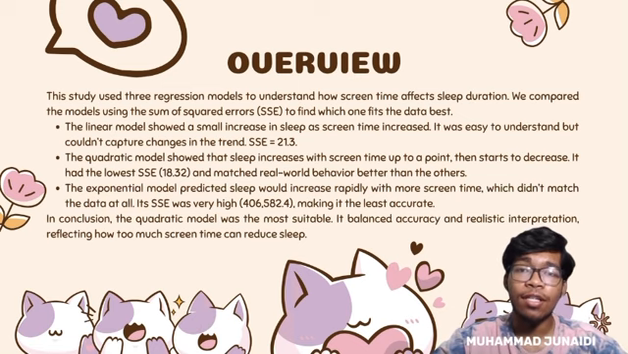So we can say that the quadratic model gave us the best fit. It not only reduced prediction error, but also reflected a more realistic pattern seen in behavioral studies, where moderate screen time may be okay, but too much can harm sleep.